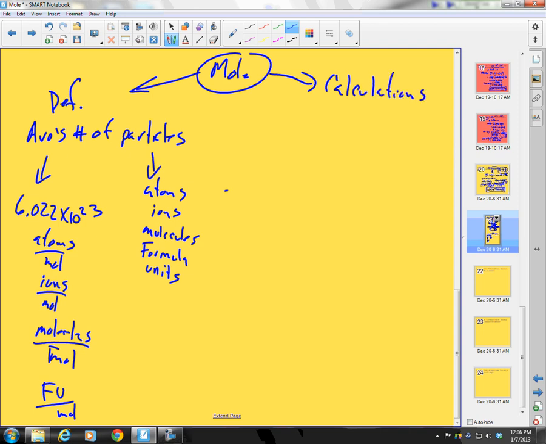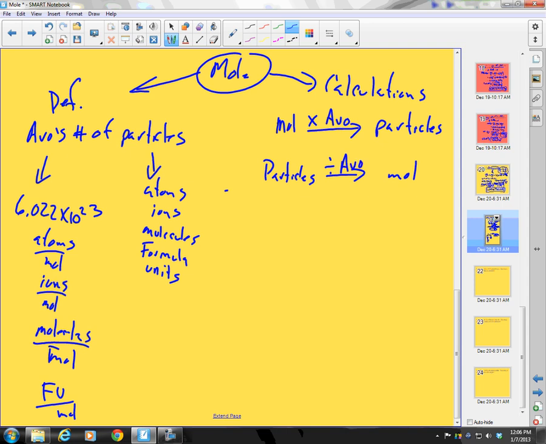And then we have some calculations that we do with the mole. I can go from moles to particles, meaning I can go from moles to atoms and so forth. How do I go from moles to particles? I multiply by Avo's number. I can go from particles to moles. How do I do that? I divide by Avo's number.